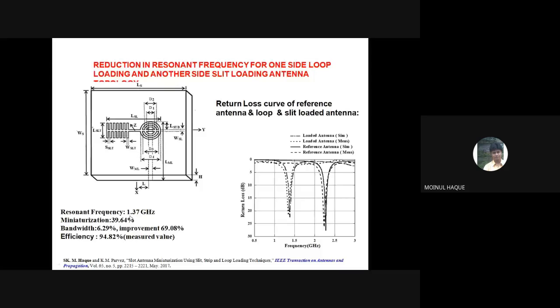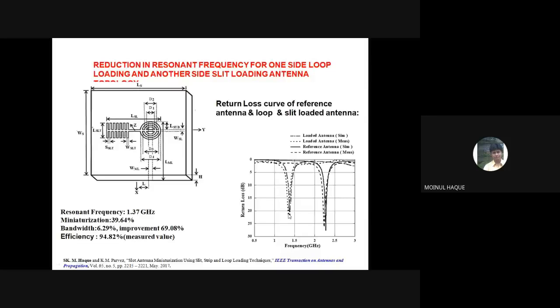So by using these two types of structure, our resonance frequency reduced further. It is now 1.37, previously it was 1.6. So we are getting more miniaturization, 39.64, and our efficiency is again 94%. These are the return loss plots we have shown, loaded and unloaded.